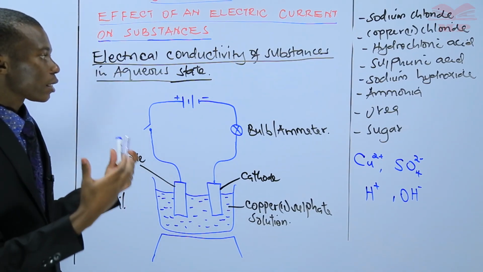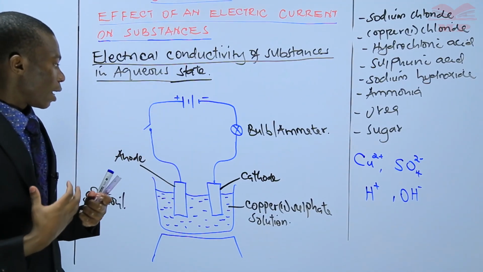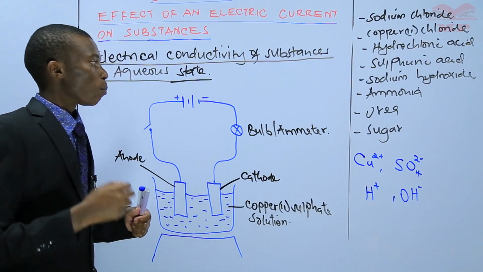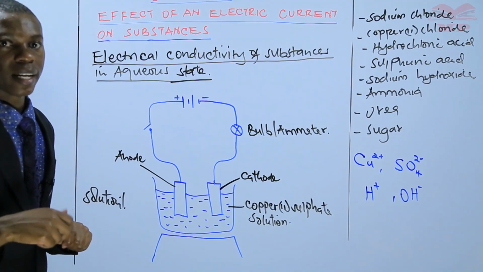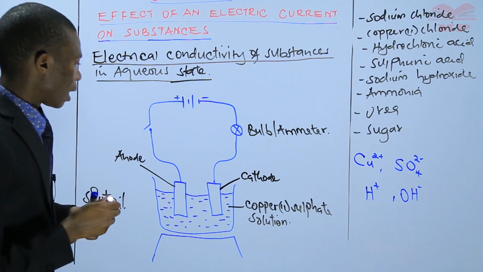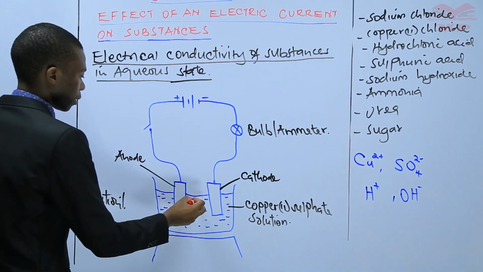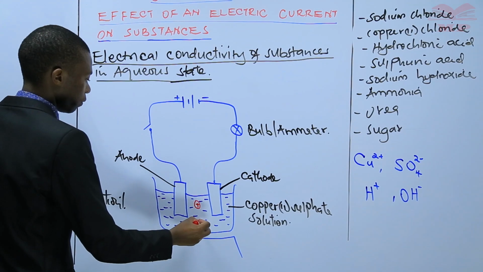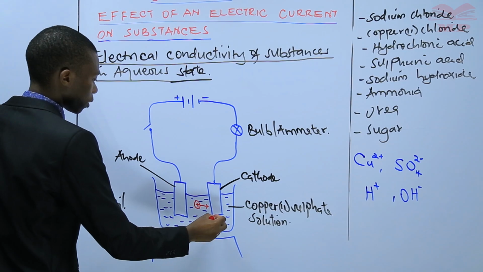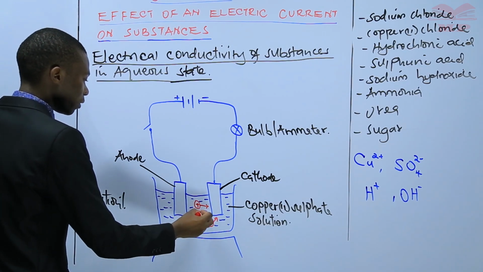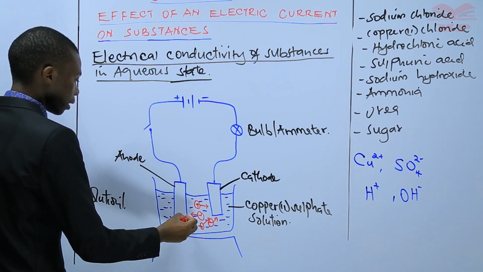And these ions conduct electric current. The way they conduct electric current, the positively charged ions move towards the negatively charged electrode. These positively charged ions will go towards this direction, while the negatively charged ions will go towards this direction.